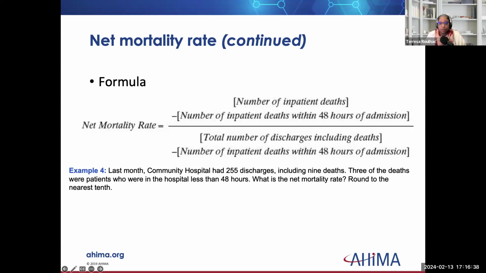So here's our example, example 4. Last month, a community hospital had 255 discharges, including deaths. 3 of the deaths were patients who were in the hospital less than 48 hours. So keep that in mind. We know that's important. What is the net mortality rate? Again, we're rounding to the nearest tenth. We get our net mortality rate: 9 minus 3 divided by 255 minus 3. I'll let you guys calculate that really quick because I already multiplied it to get the final answer.